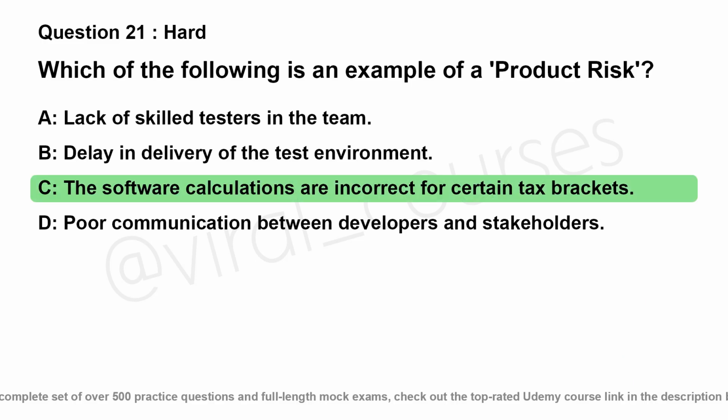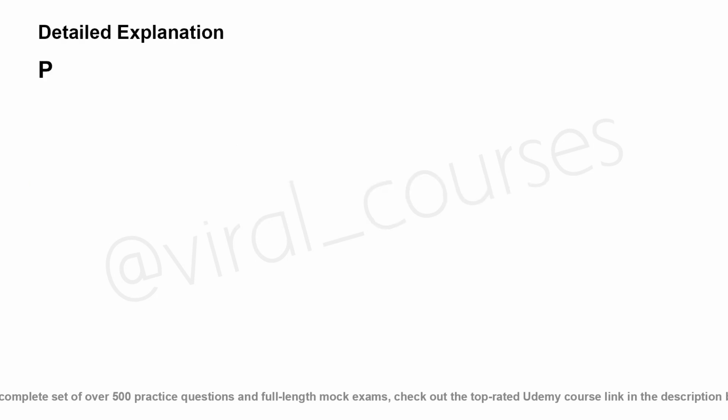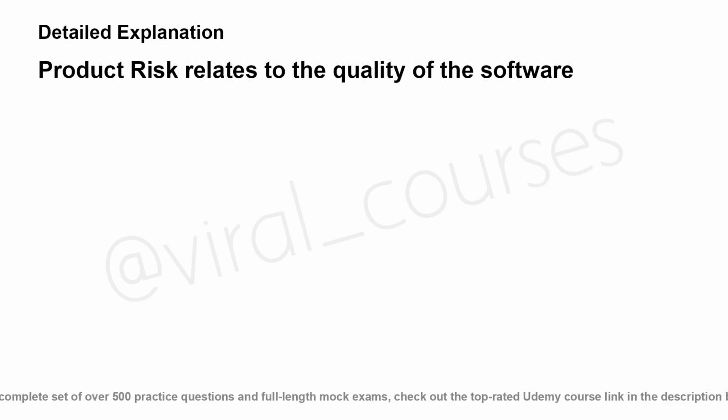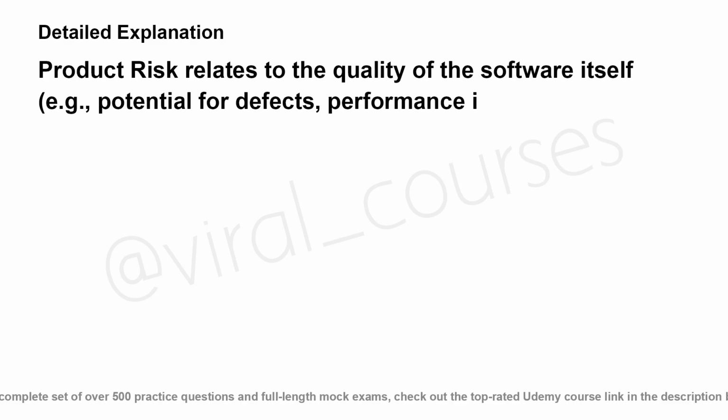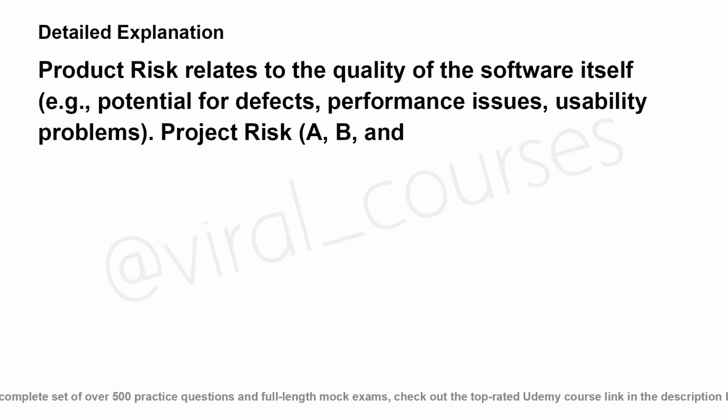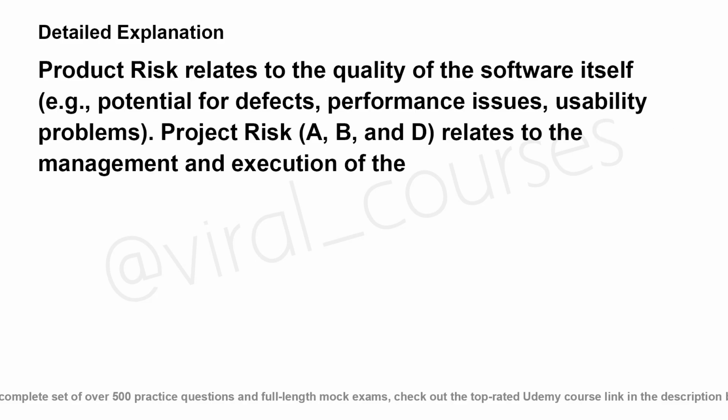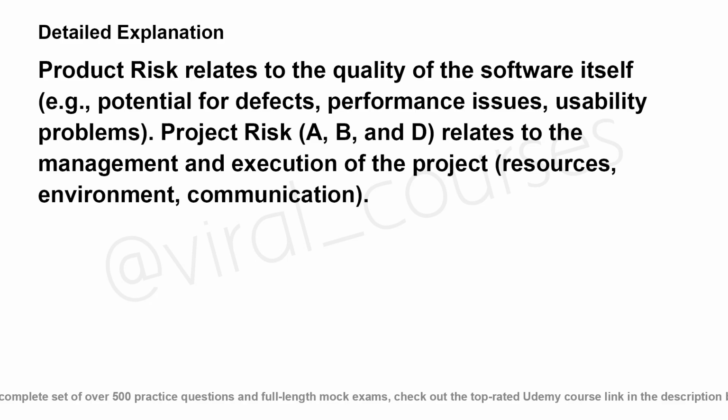The correct answer is C. Product risk relates to the quality of the software itself, e.g., potential for defects, performance issues, usability problems. Project risk, A, B, and D, relates to the management and execution of the project: resources, environment, communication.